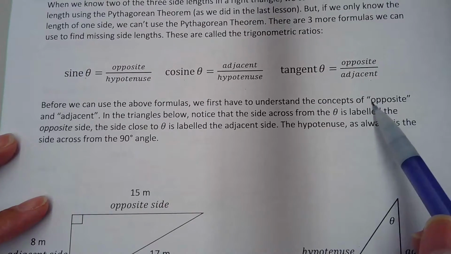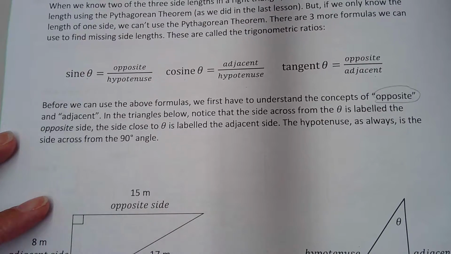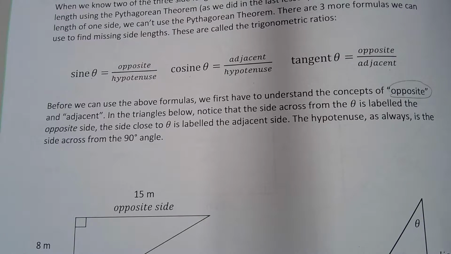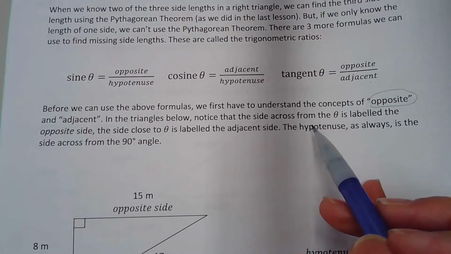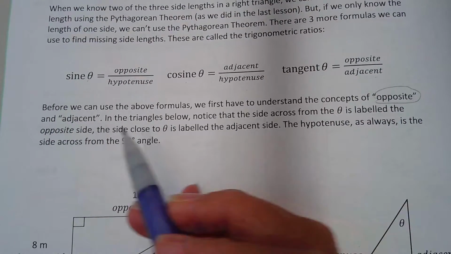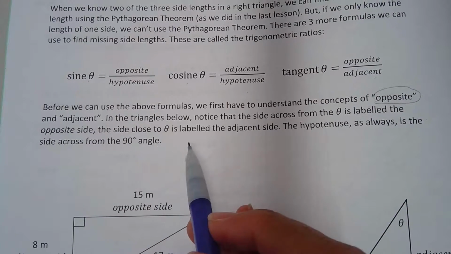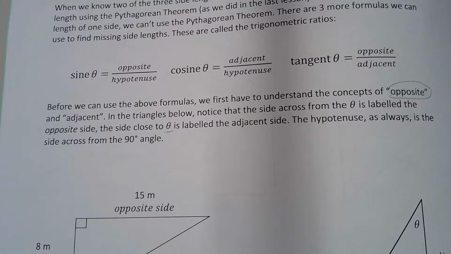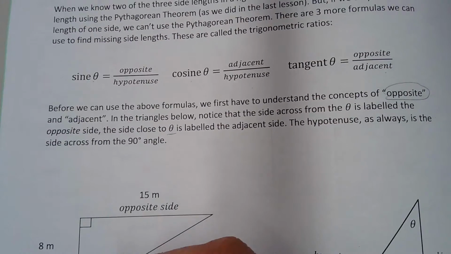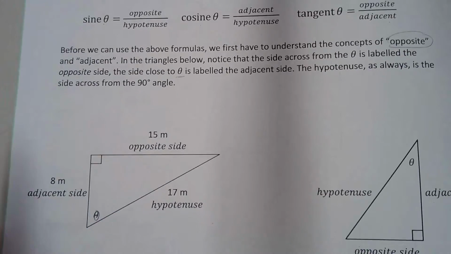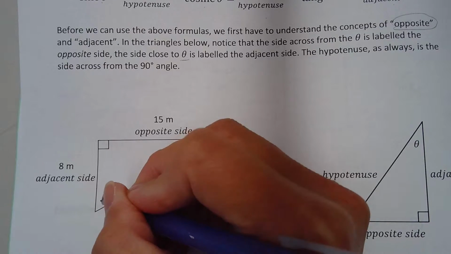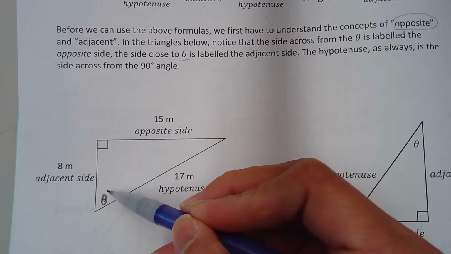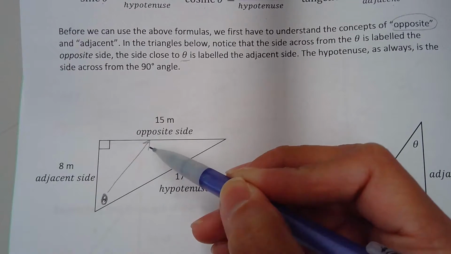Okay? So the word opposite means right across. And adjacent means right beside the theta. This is how I sometimes say it. So if this is your theta, over here, theta. If this is your theta, what is right across is over here, the opposite.